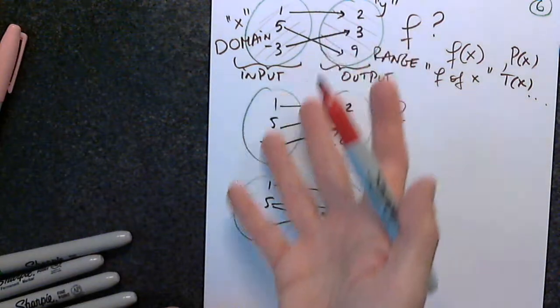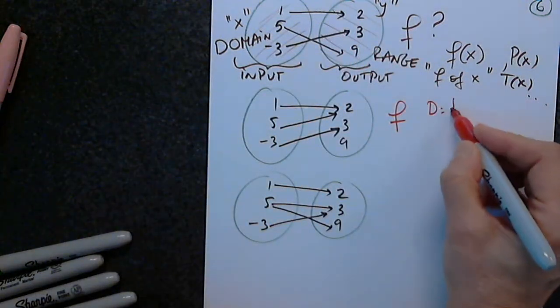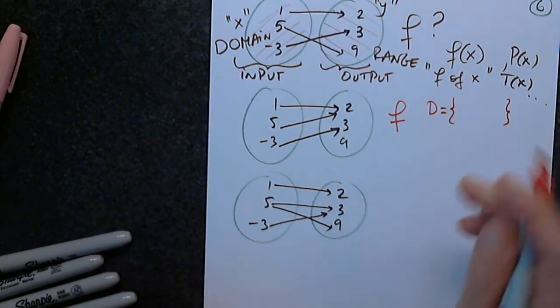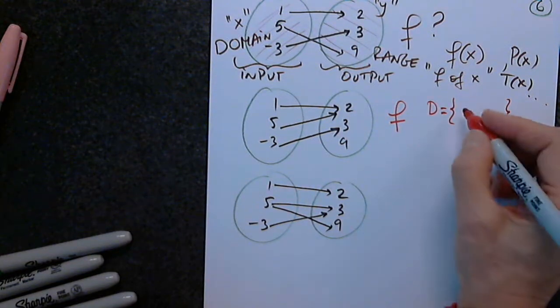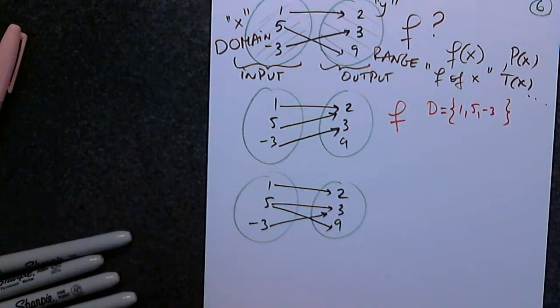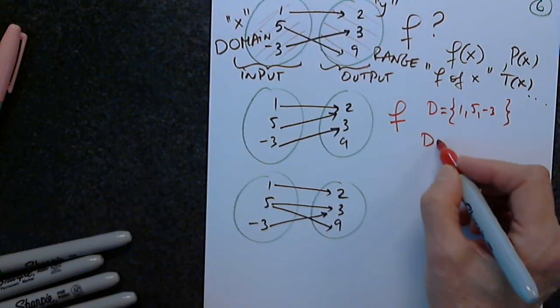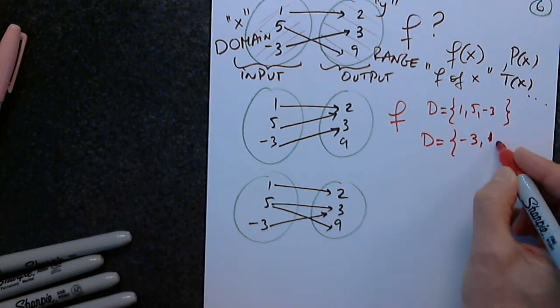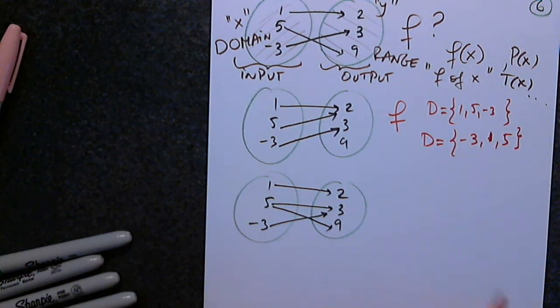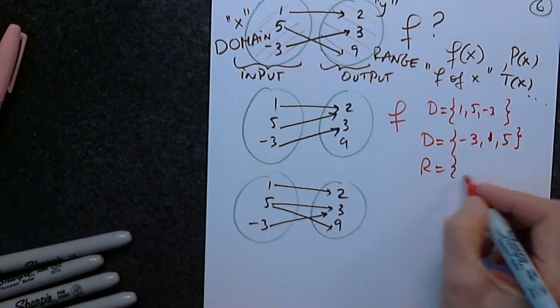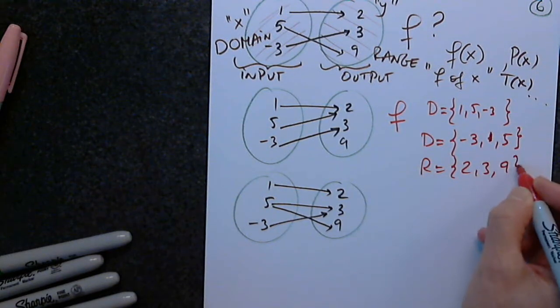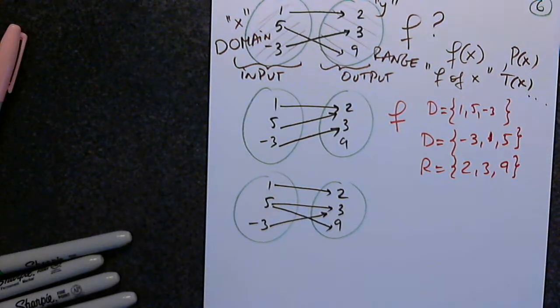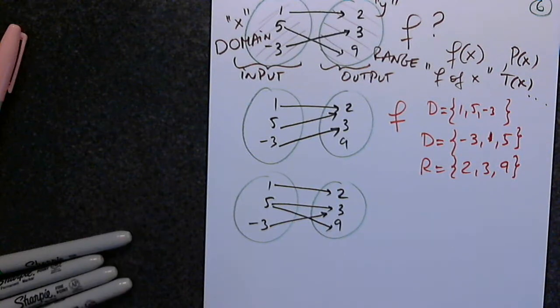How will I write the domain for both scenarios? This time I have to write braces because I list. Normally this should be in ascending order. It doesn't make any difference, but I should have written them as -3, 1, and 5. And the range the same, still braces because I'm listing the elements. This is not an interval notation. It only has 3 numbers, 3 values.